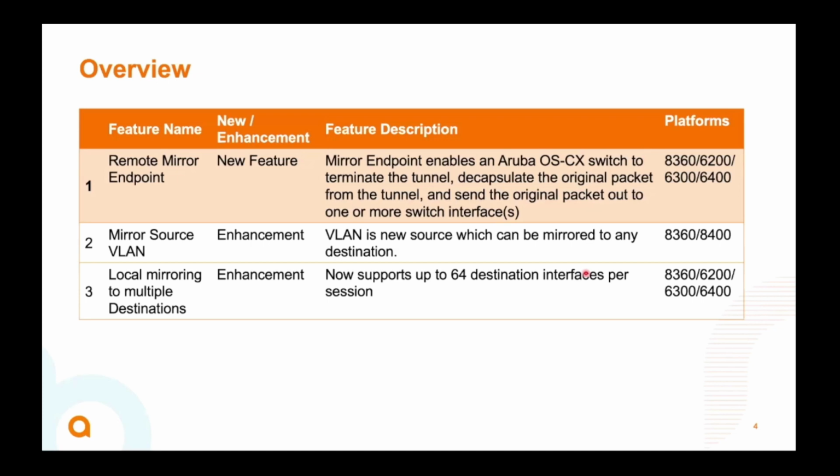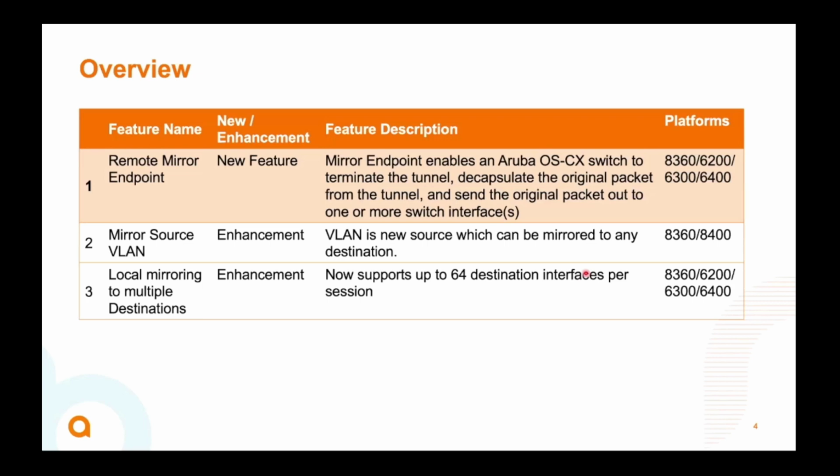This decapsulates the encapsulated ERSPAN mirrored traffic from the source switch at the destination and forwards it to one or more destination ports on the endpoint switch. This is great for allowing you to use remote mirroring, just like was available on AOS switch devices, to send mirrored traffic to a capture station on a remote switch, and I'll go into more detail here in a bit.